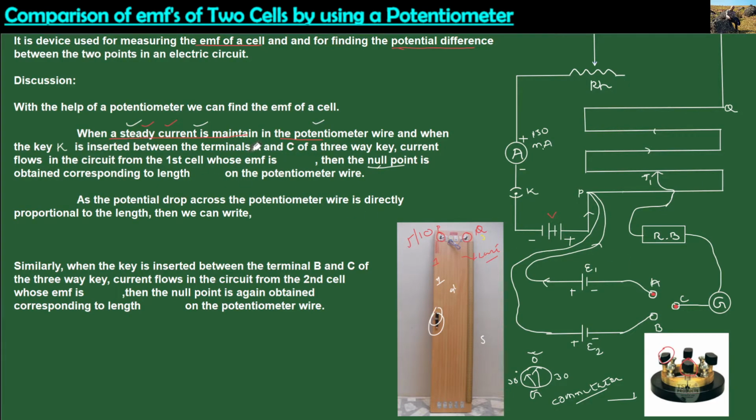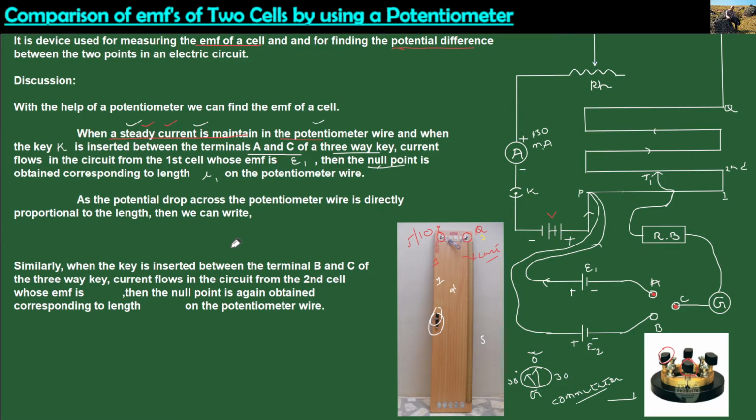I have written over here that when the key is inserted between the terminals E and C of a three-way key, the current will flow in the circuit from the first cell. This is our first cell having EMF E1. Then the null point is obtained at this particular point and corresponding to this length. This is your first wire, this is your second wire. Preferably the length will be around 150 centimeters, and that length will be denoted by L1.